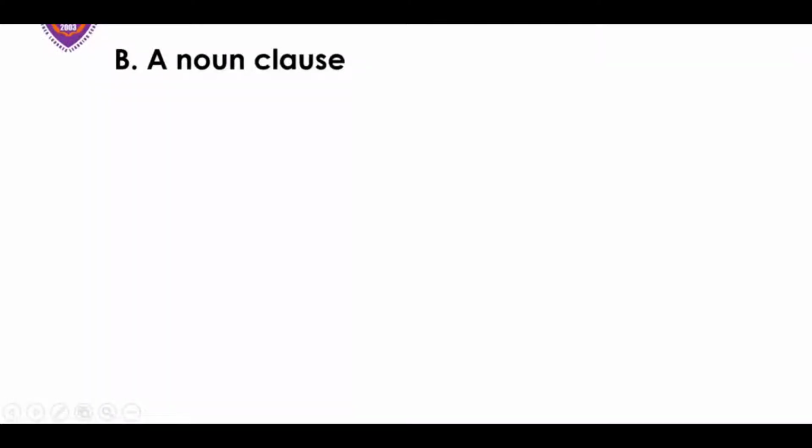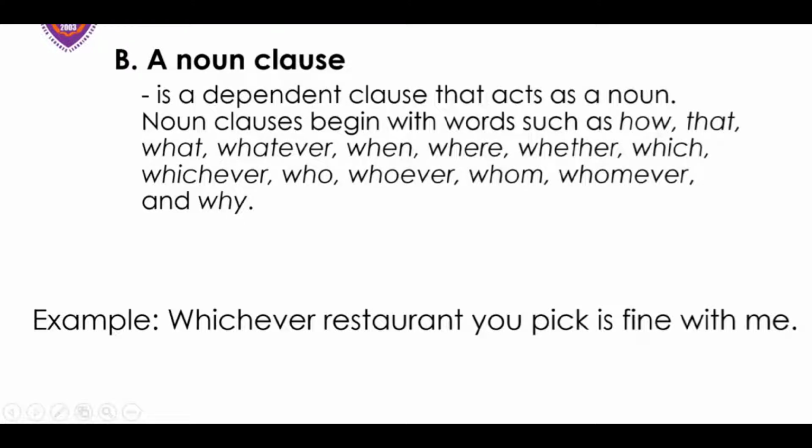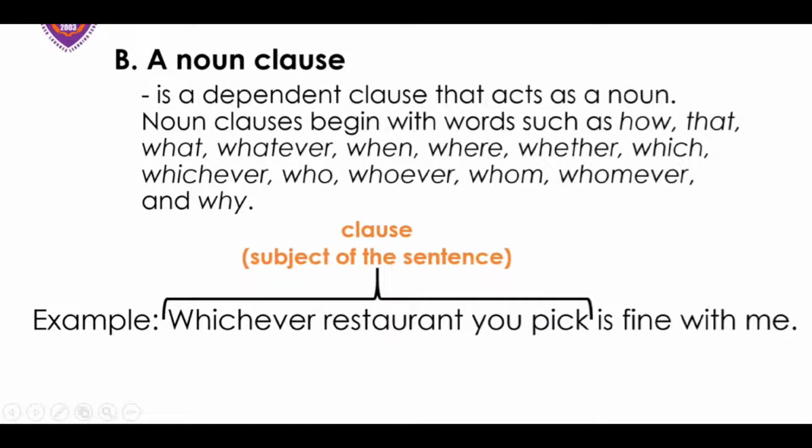A noun clause is a dependent clause that acts as a noun. Noun clauses begin with words such as how, that, what, whatever, when, where, whether, which, whichever, who, whoever, whom, whomever, and why. Example sentence: whichever restaurant you pick is fine with me. The clause whichever restaurant you pick consists of a subject, you, and a verb, pick, and is used as subject in this sentence. Again, clauses have subject and verb but are not complete sentences because they do not convey a complete thought or idea.